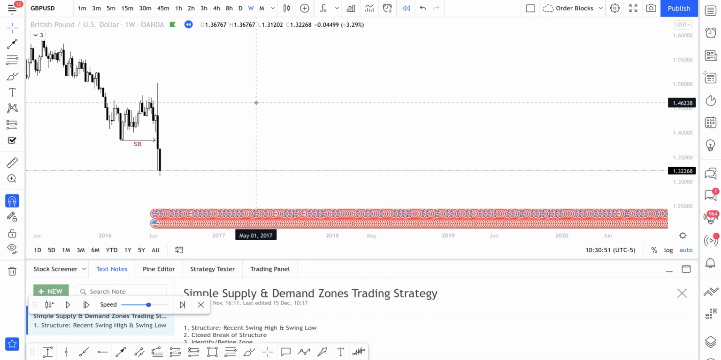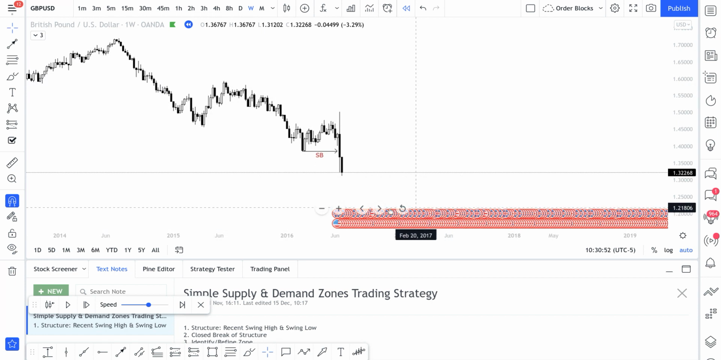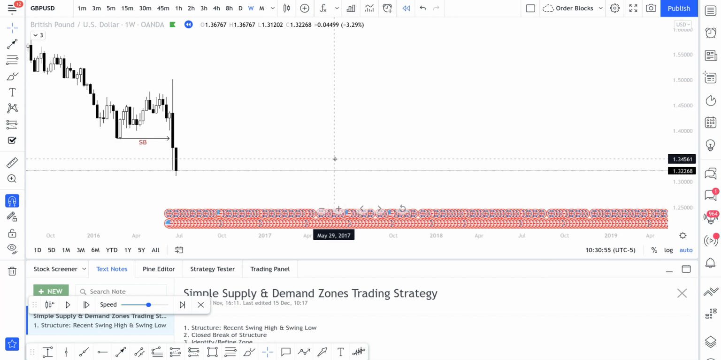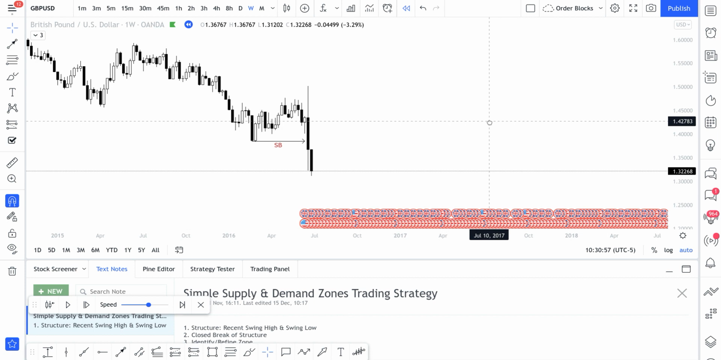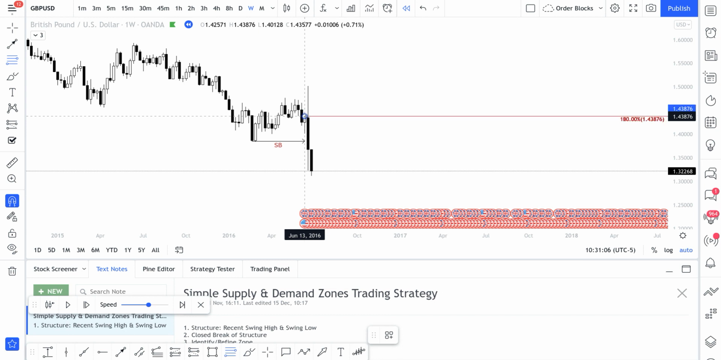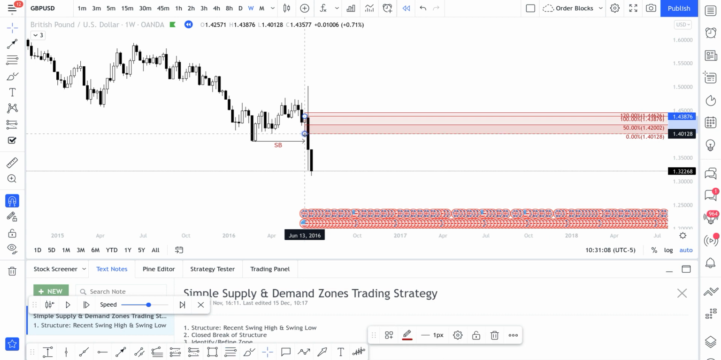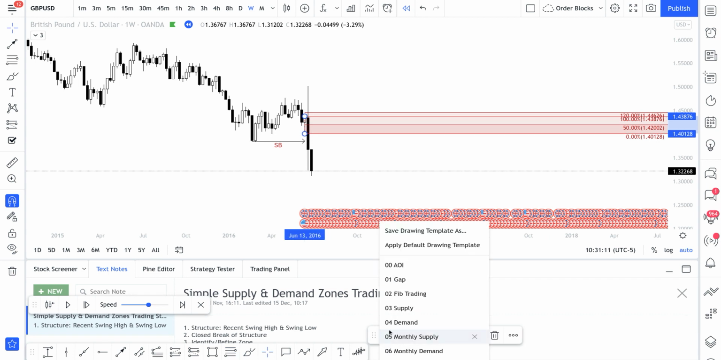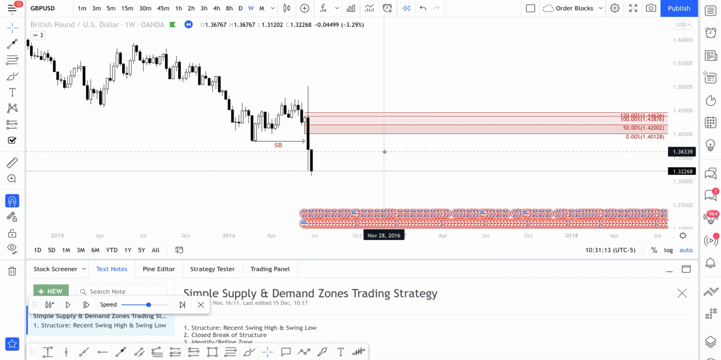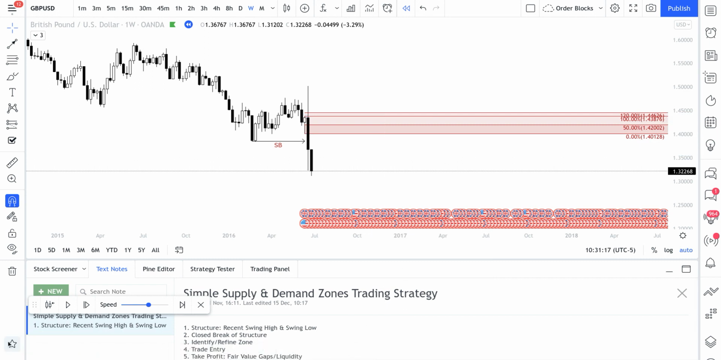Let me make sure you can see this. The last bullish candle before the break, I'm going to grab my customized Fibonacci retracement tool. Bam, and normally I would select that as a supply zone. After we have that, we've identified our zone.